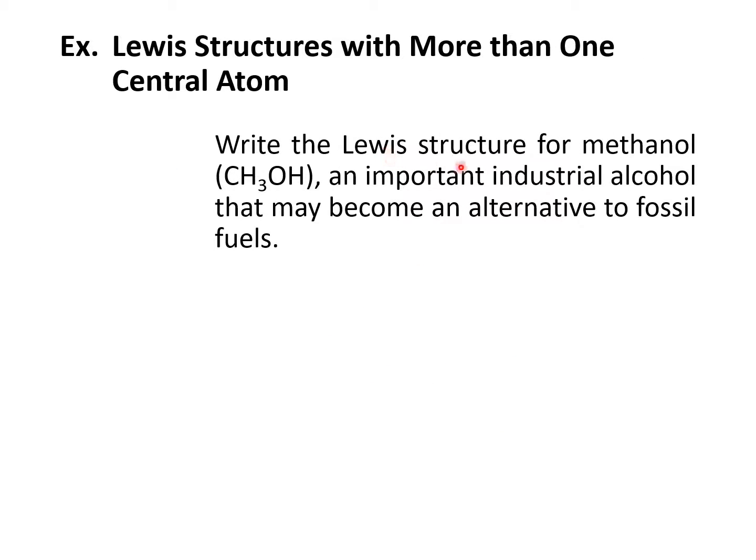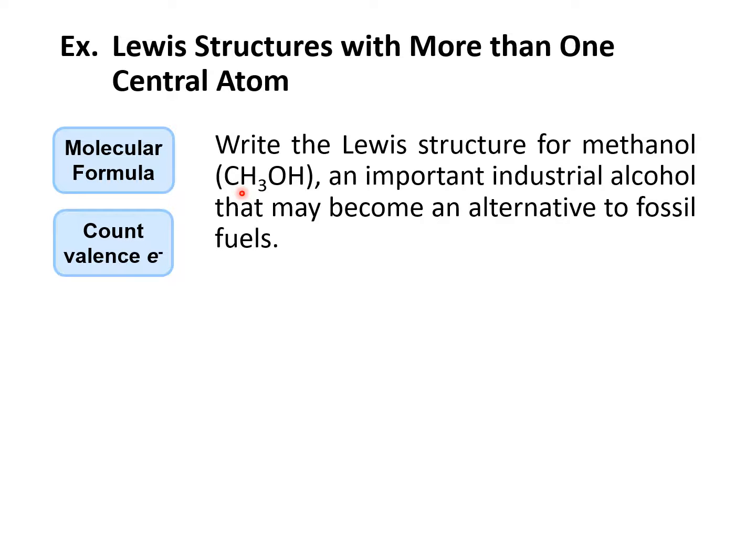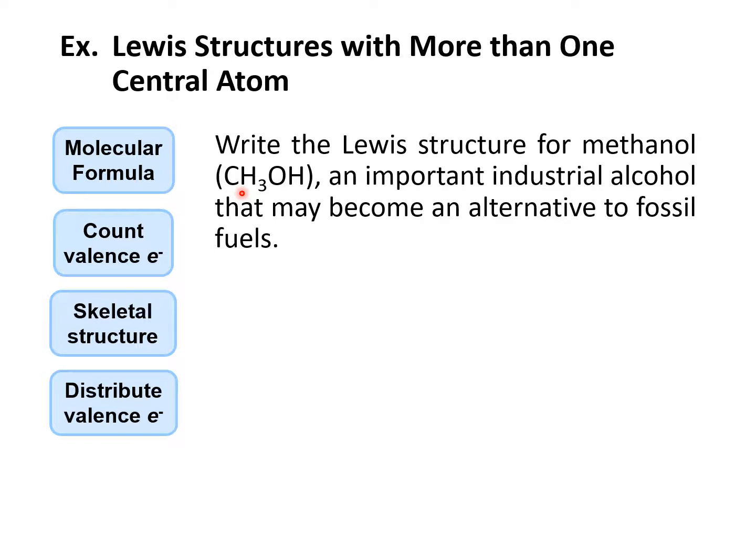Here we are asked to write the Lewis structure for methanol, CH3OH, an important industrial alcohol that has been proposed as an alternative to traditional fossil fuels. Following the usual outline for drawing Lewis structures, we will start with a molecular formula and then use this to count the number of valence electrons in the molecule. And then we will write the skeletal structure using the electronegativities of each of the atoms. And then we will distribute all of the valence electrons among the atoms in the molecule, and then this will give us the correct Lewis structure.